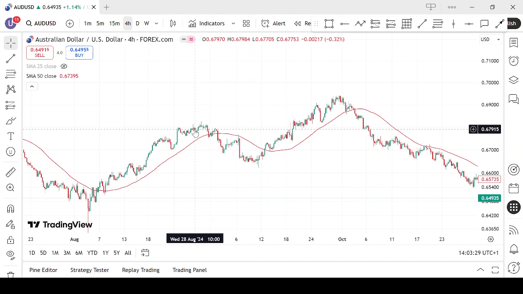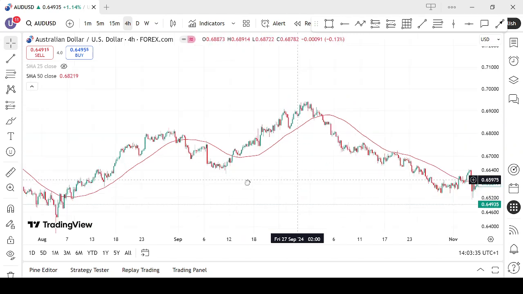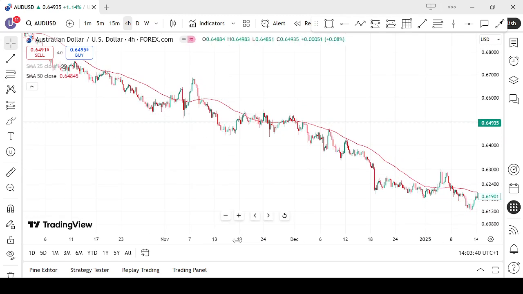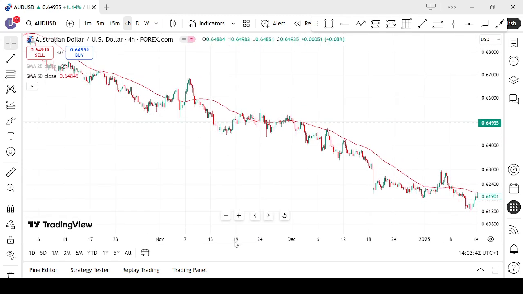The second step is to spot your swing zones. Once you have gotten the trend of the market, I will be using the bearish trend in this example. The next step is to wait for a pullback to the simple moving average, which is very important.